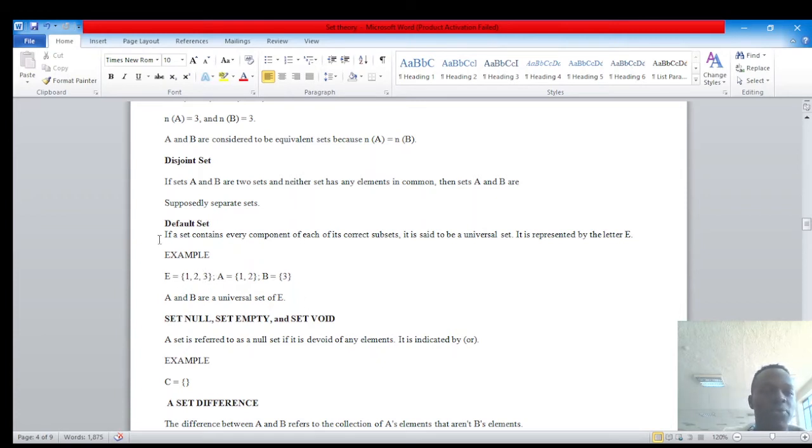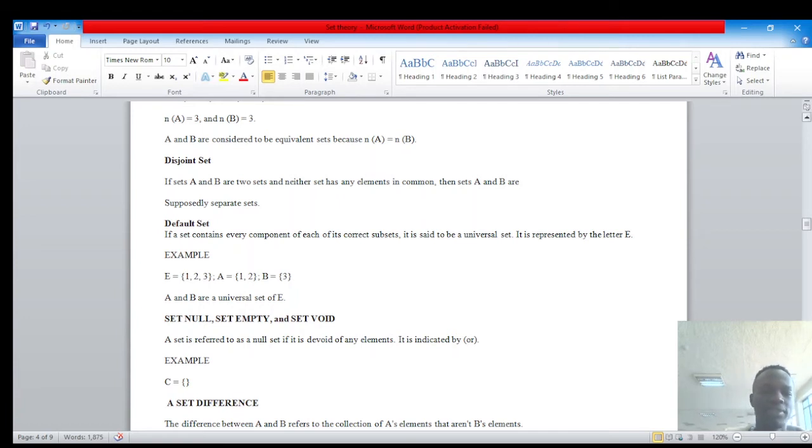If a set contains every component of each of its subsets, it is said to be universal. So A has elements 1, 2, which are in our universal set, and B has element 3, which is in the universal set. So sets A and B both contain what is inside the universal set.